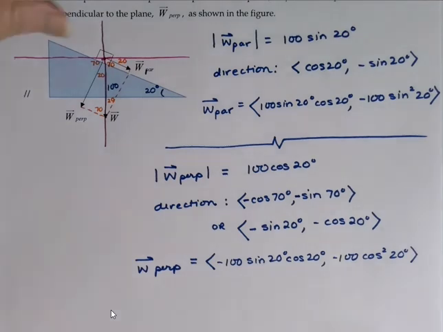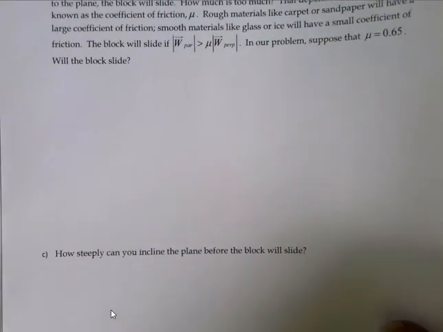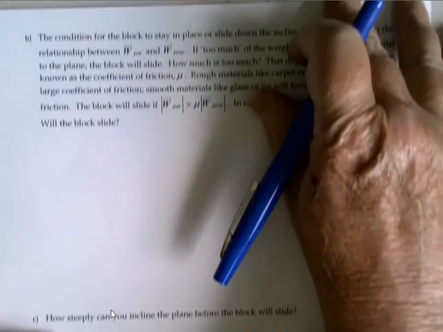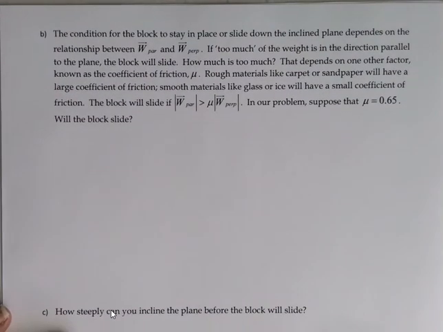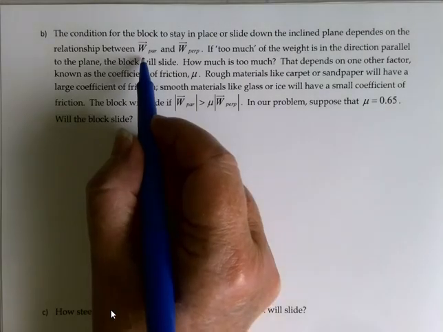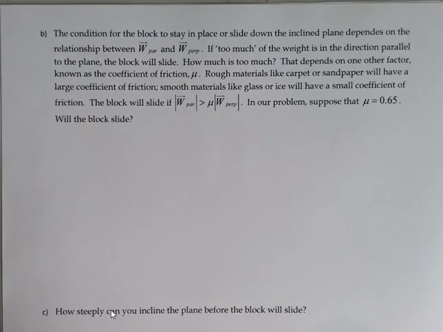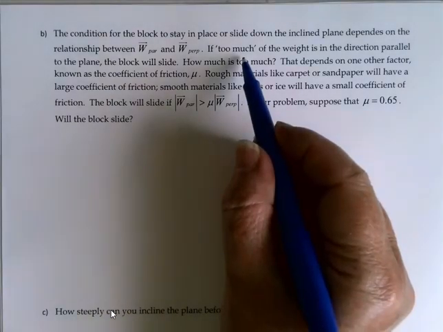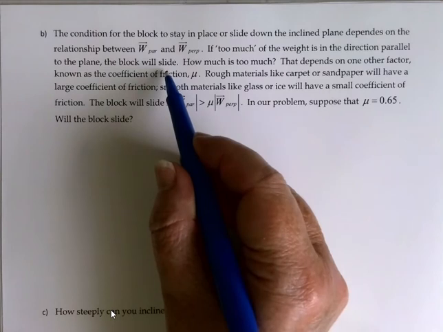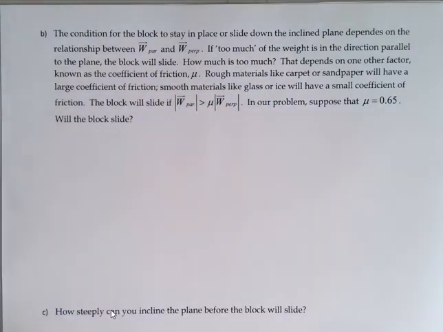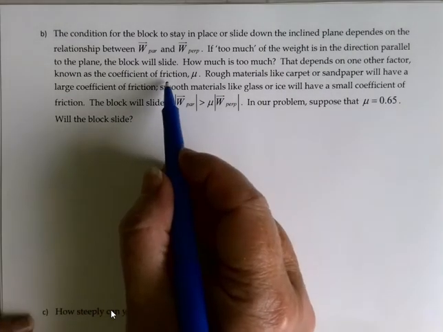Next, let's take a look at the question part B here on the next page. The condition for the block to stay in place or slide down the inclined plane depends on the relationship between W parallel and W perpendicular. If too much of the weight is parallel, the block will slide. But exactly how much is too much? That actually depends on one other factor, known as the coefficient of friction, or mu.